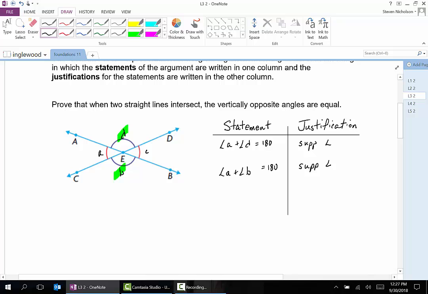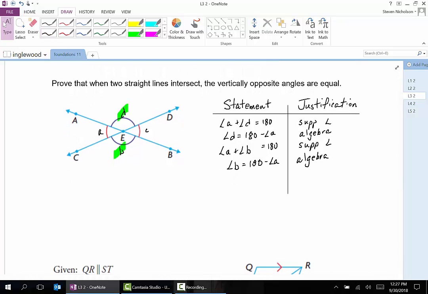But here's what we really want to show. We want to prove that angle B is equal to angle D, and we can show algebraically that angle D is equal to 180 minus angle A. So it doesn't matter what angle A is, we can figure out angle D. I'm going to use my justification as algebra, just moving things around. Similarly, we can say the same thing about angle B. Angle B is 180 minus angle A. Again, the same reason, algebra.